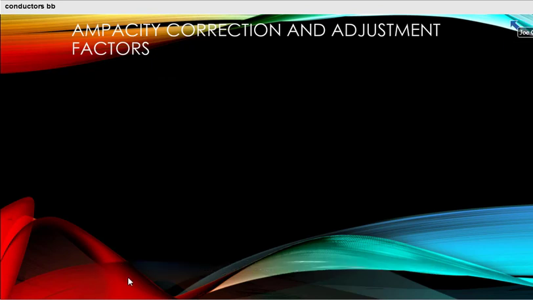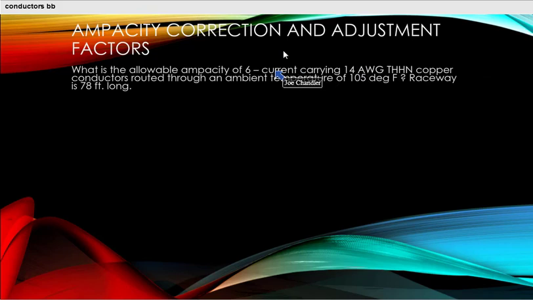Now, what if I had a high ambient temperature and a conduit that had more than 3 current carrying conductors in it? Well, let's see how we handle that one. So what is the allowable ampacity of 6 current carrying number 14 THHN copper conductors routed through an ambient temperature of 105 degrees Fahrenheit? The raceway is 78 feet long.